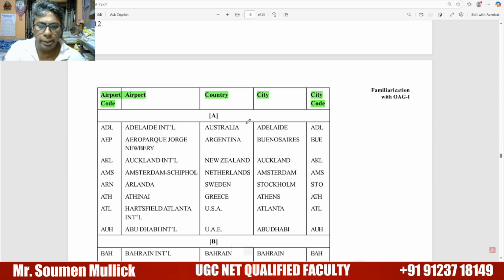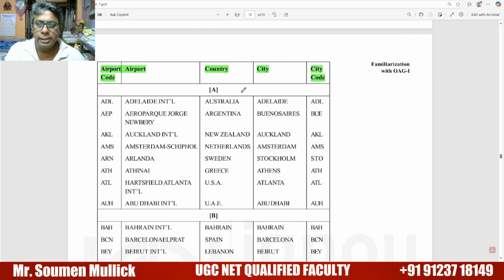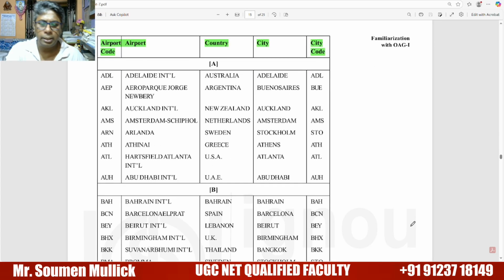Australia, the famous city Adelaide, and the Australian airport Adelaide International. Argentina, the famous city Buenos Aires, and they have given their airport here. New Zealand, the famous city is Auckland, city code AKL, and the airport Auckland International. These are the airport codes.